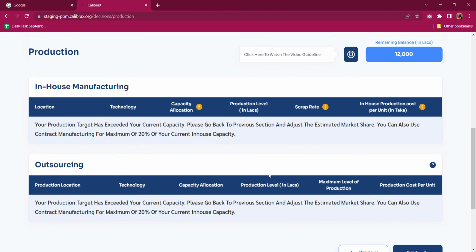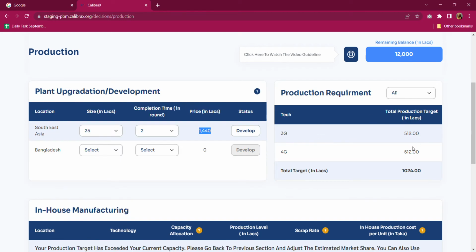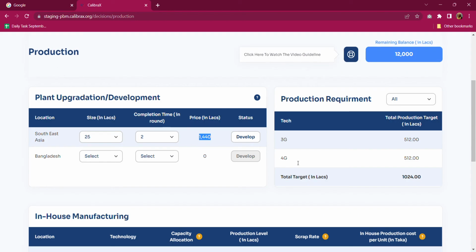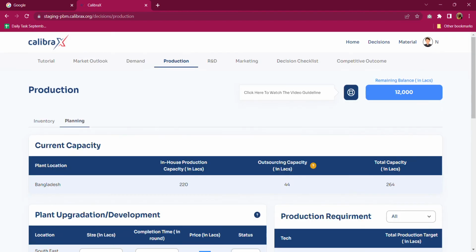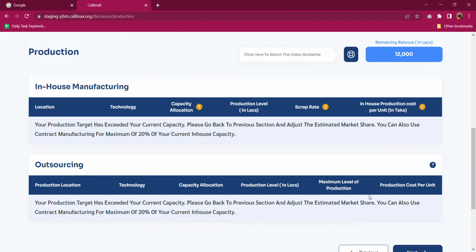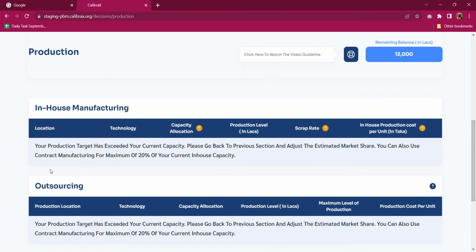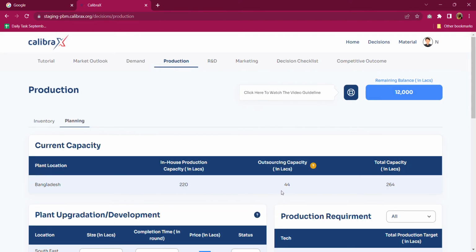Here we can see a message: your production targets have exceeded your current capacity. Please go back to the previous section and adjust the estimated market share. What does this mean? Here we see the production requirement is 1024, which we decided at the demand module. But here they are saying that your production target has exceeded your current capacity. So where is my current capacity? My current capacity is here.